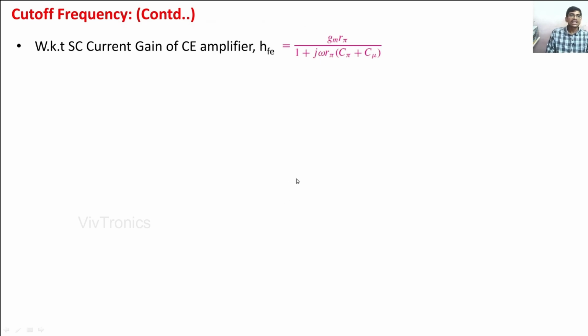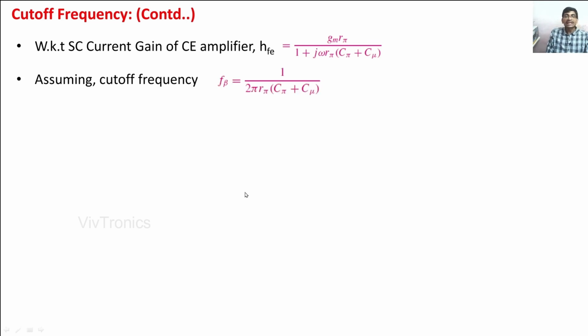We know that the short circuit current gain of a CE amplifier, which is HFE, is equal to gm into R pi by 1 plus j omega R pi into C pi plus C mu. That is the value of HFE in the short circuit CE amplifier. And assuming the cutoff frequency f beta, the beta cutoff frequency, is 1 by 2 pi R pi into C pi plus C mu. Here I am assuming omega is equal to 2 pi f.